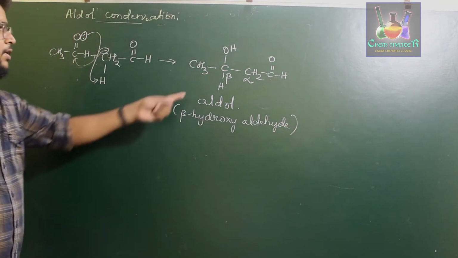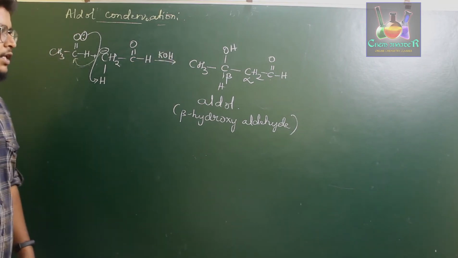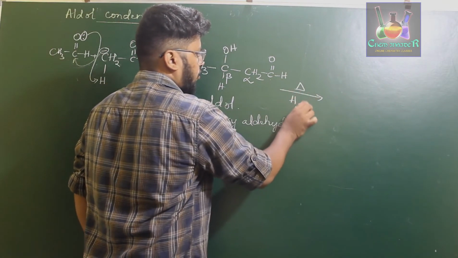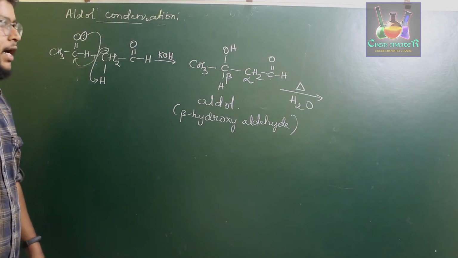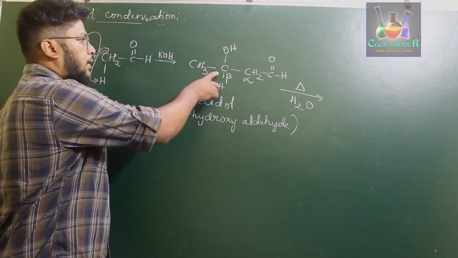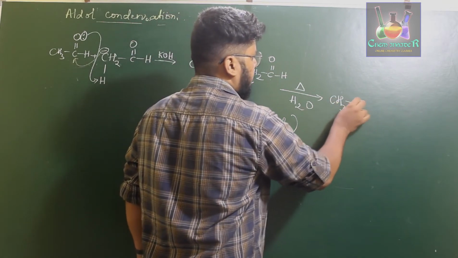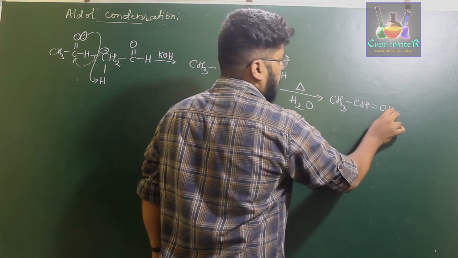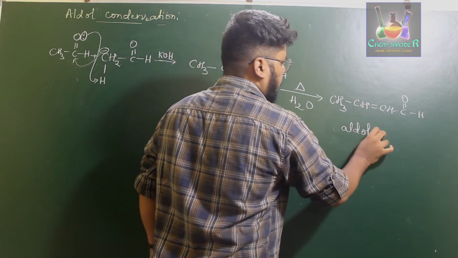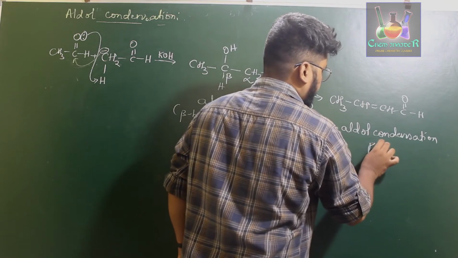Okay, so this particular aldol that is formed in the presence of alkali such as potassium hydroxide or sodium hydroxide loses a molecule of water as they are not stable. They lose a molecule of water between the alpha and the beta carbon. So alpha carbon will be losing a hydrogen atom and beta carbon will be losing the OH to form a double bond between themselves. CH3, CH, double bond CH, C double bond O, H. This is called the aldol condensation product.